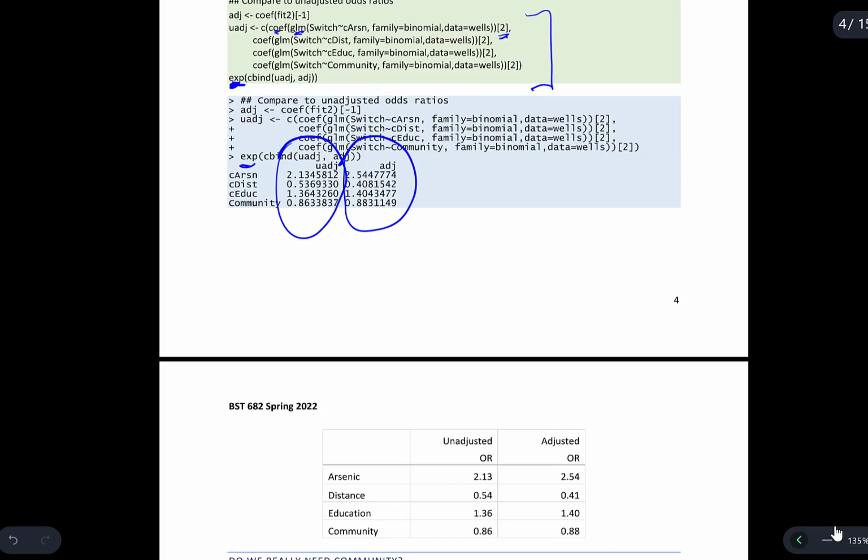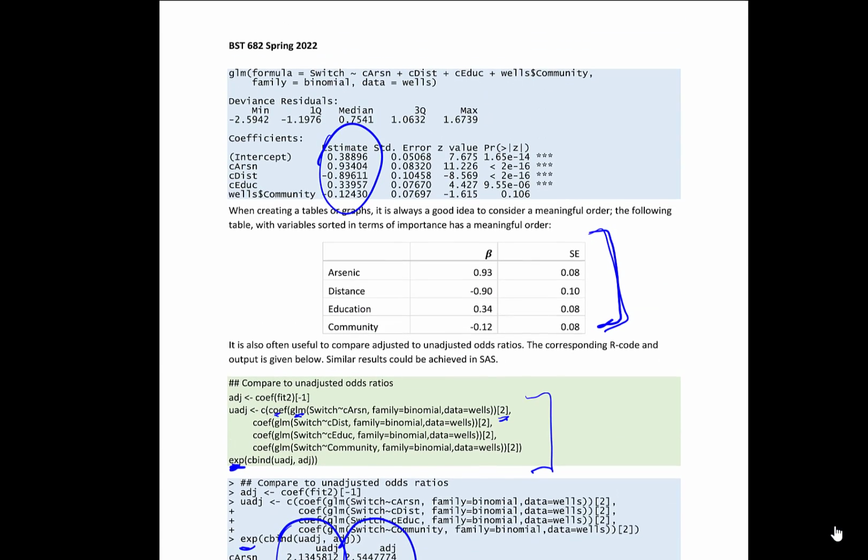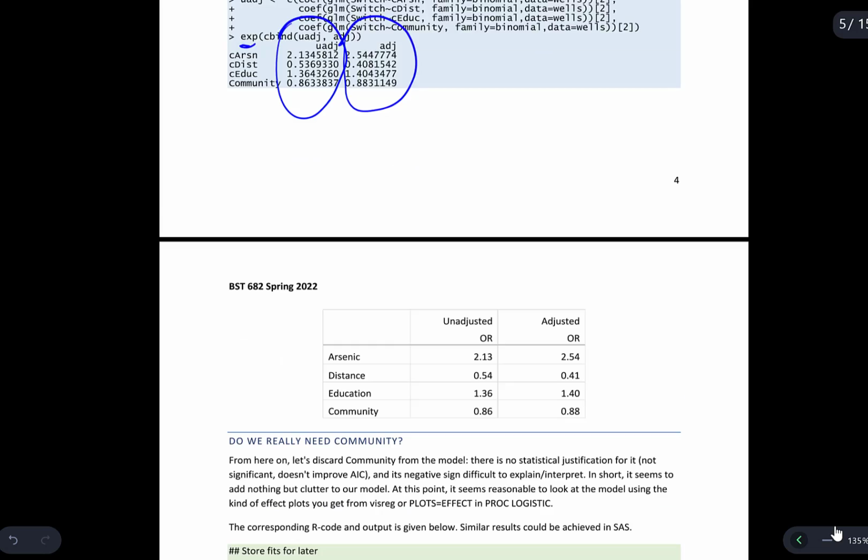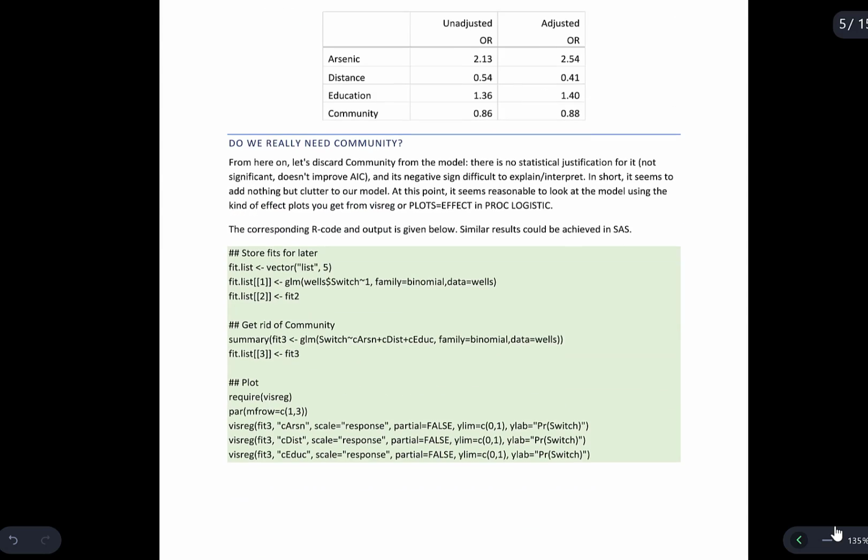And so if we go back up to that additive model, notice that community was the only one that was not significant. And so from here on, let's discard community from the model. There's no statistical justification for it. Not significant, it doesn't improve our AIC, and its negative sign is difficult to interpret and explain. So in short, it adds nothing but clutter to our model.